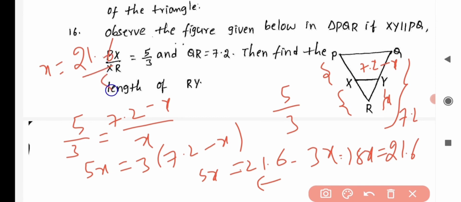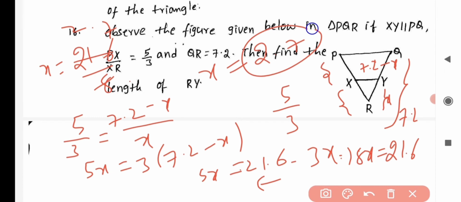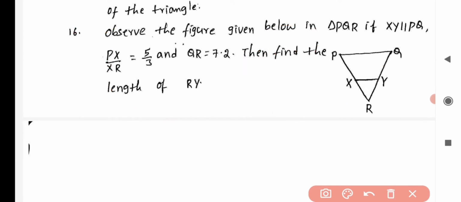So x equals to 21.6 by 8. 8 2 is 16. Remaining is 5. 8 7 is 56. So x equals to 2.7. Here x means what? x means RY or YR. So RY value is what? 2.7. Okay. Next.